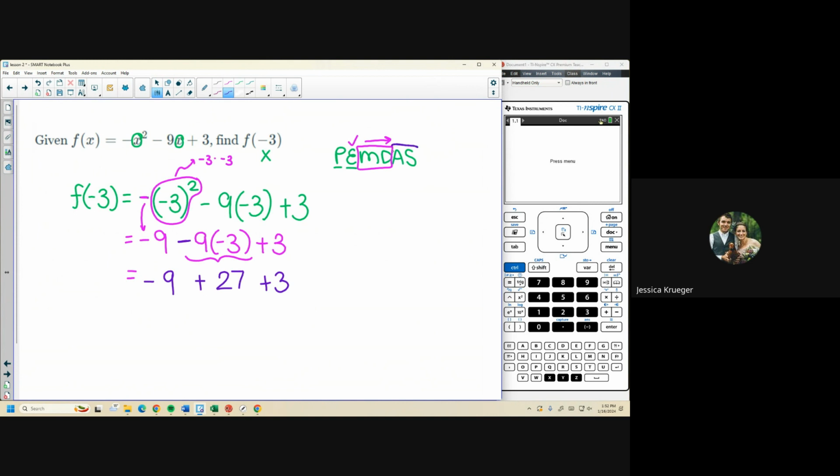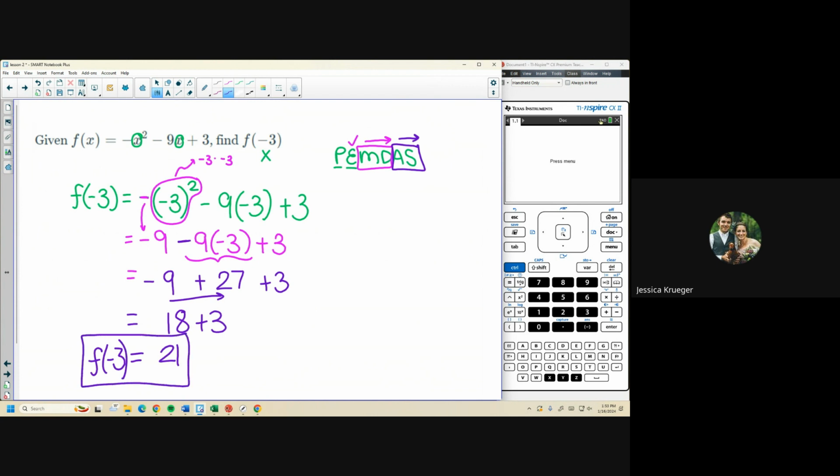And now my last step is to add and subtract whatever comes first, left to right. So negative 9 plus 27 is 18. 18 plus 3 is 21. So I believe f of negative 3 is 21.